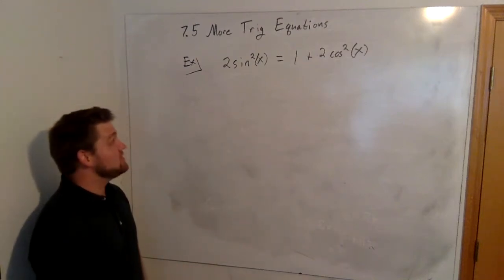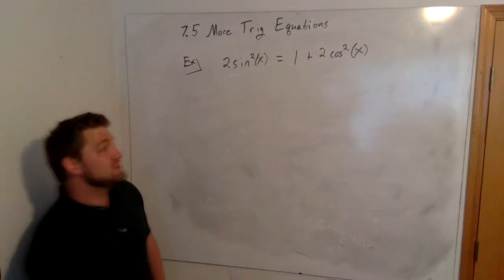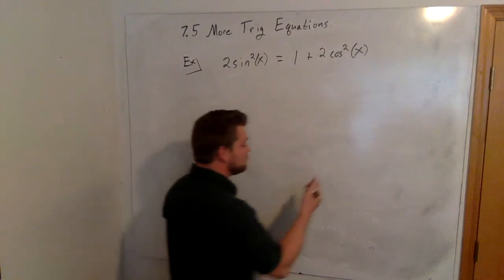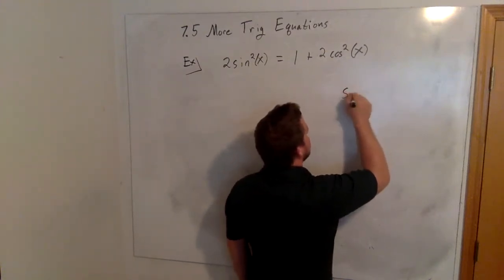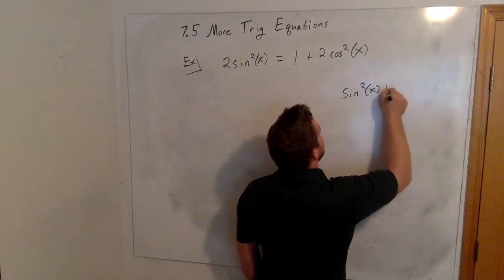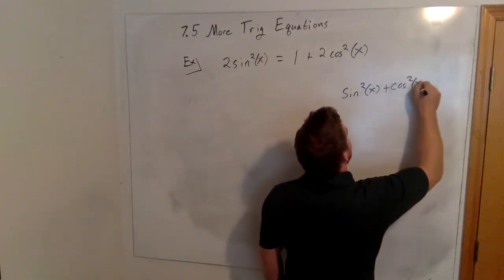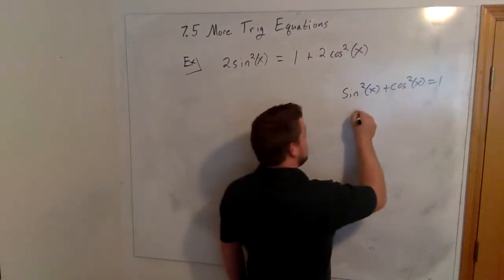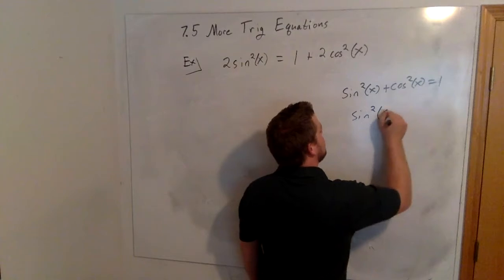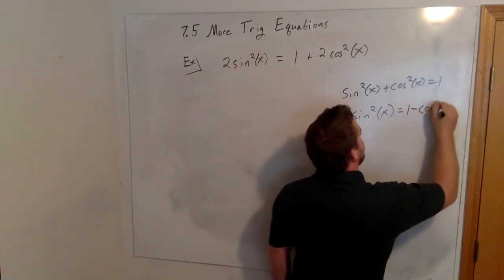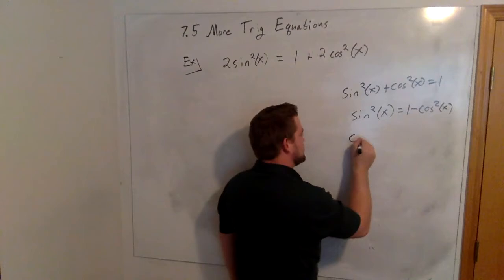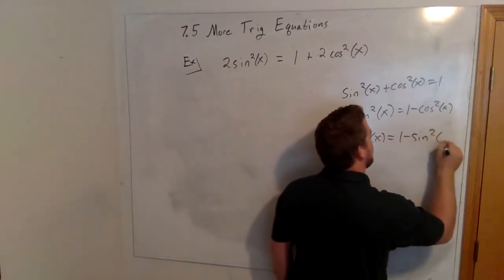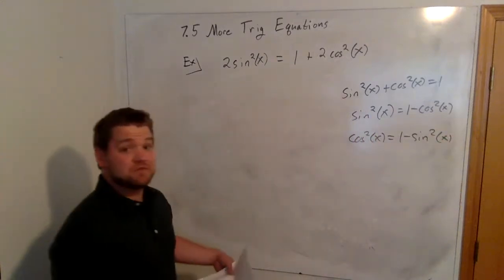So what we're going to do here is make a trig substitution. We want this to be all in terms of sines or all in terms of cosines. If we recall, something that will be useful for us is remembering that sine squared of x plus cosine squared of x is equal to 1. So we could solve for sine squared. Sine squared of x would be the same thing as 1 minus cosine squared of x. Or we could have that cosine squared of x is the same as 1 minus sine squared of x.